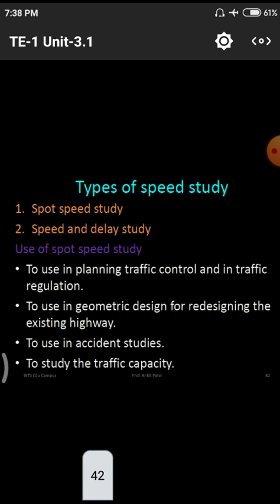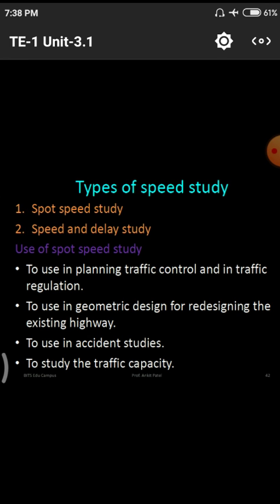Next one is the types of speed studies. In these, we mainly have the spot speed study and the speed and delay study. Spot speed study means the vehicle is moving without any obstructions, like crossings or anything else, along the total length of the road span. But in the case of the speed and delay study, we have some amount of delays and stoppings.